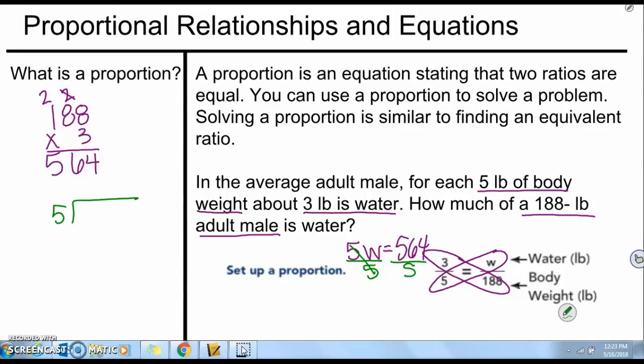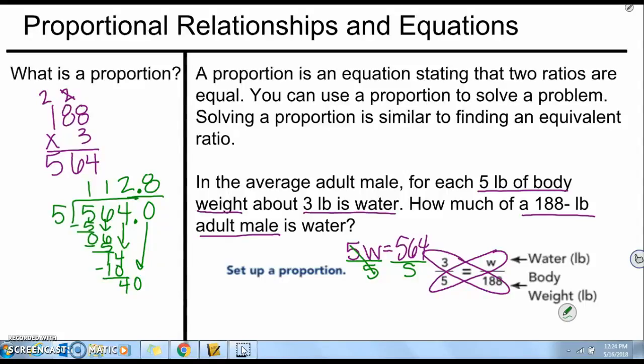So we're going to divide 5 into 564. 5 divides into 5 once, with 0 left. 5 divides into 6 once, with 1 left. 5 divides into 14 twice, with 4 left. Now we add our decimal 0. 5 divides into 40 8 times. So there's about 112 8/10 pounds of water in an adult male weighing 188 pounds.